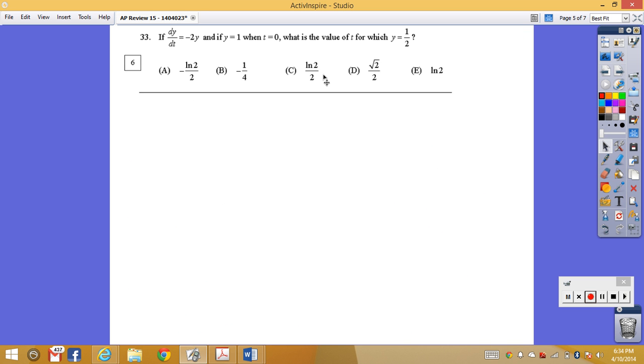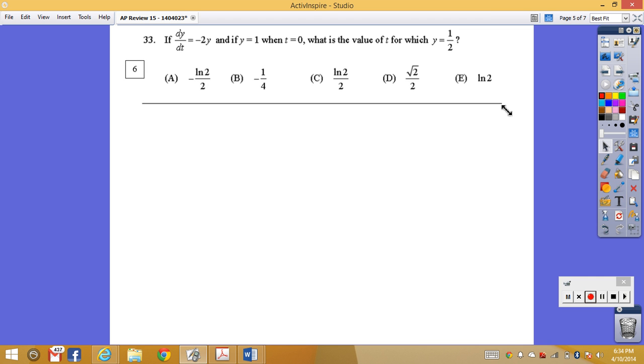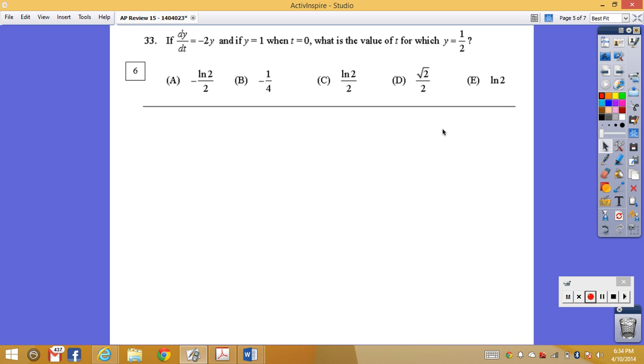This one's number 6. Alright, so number 6, dy over y is equal to negative 2 dt. So notice I left the negative 2 on the right side. I do that because I just want to eliminate as much stuff on the side with y, because in the end I'm going to solve for y anyway. So ln of y, absolute value, is equal to negative 2t plus c.